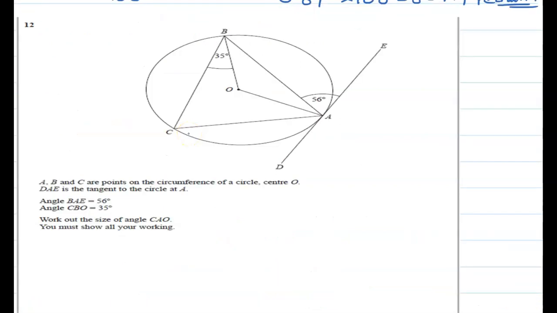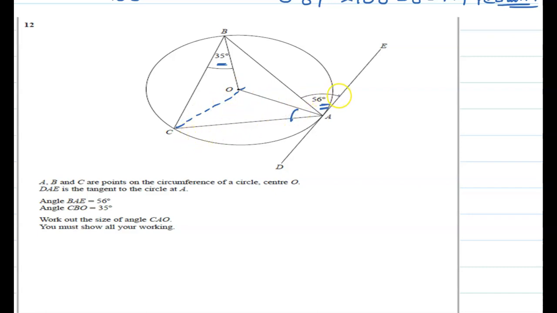A, B, C are points on the circumference of a circle with center O, and angle BAE is given as 56. So BAE is 56 and CBO is 35. So this angle is 35, this angle is 56. Work out the size of angle CAO. So you need to find CAO. What we need to do is some construction. Join C and O.